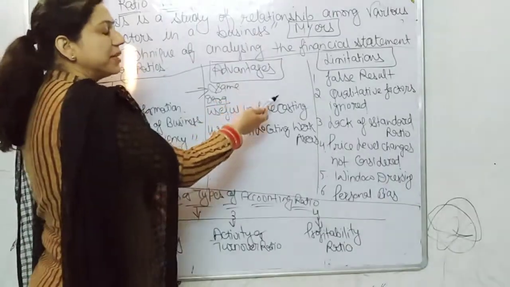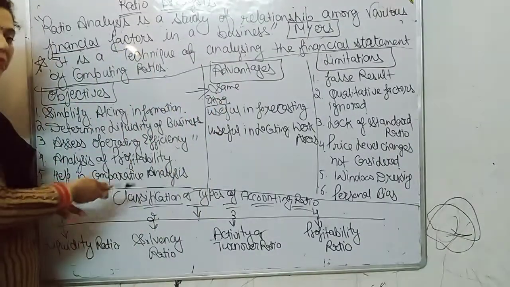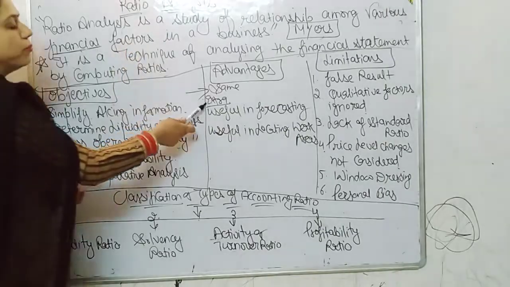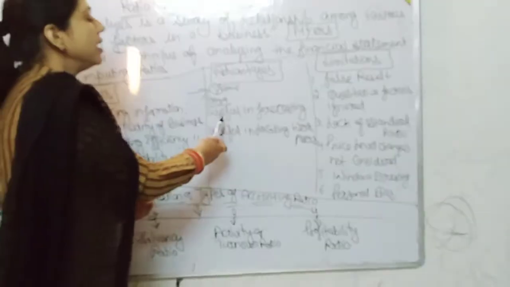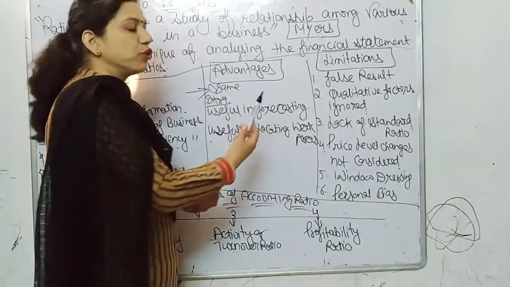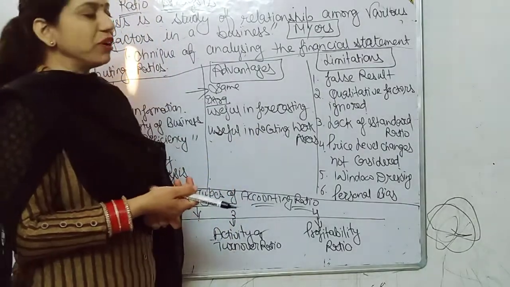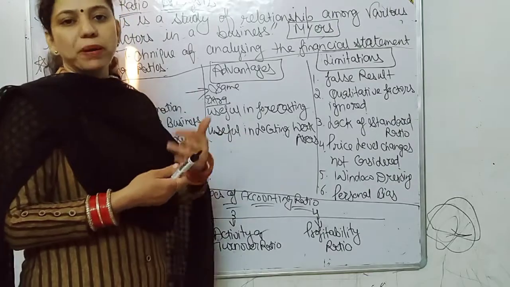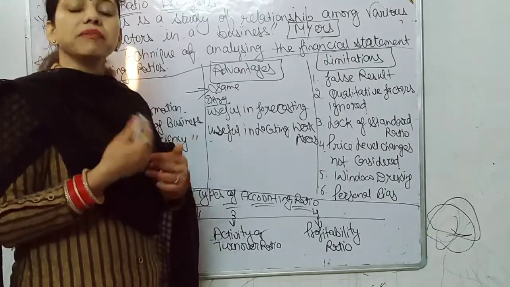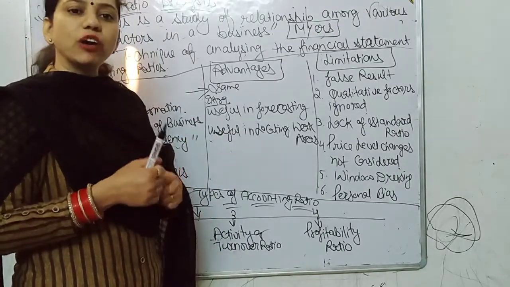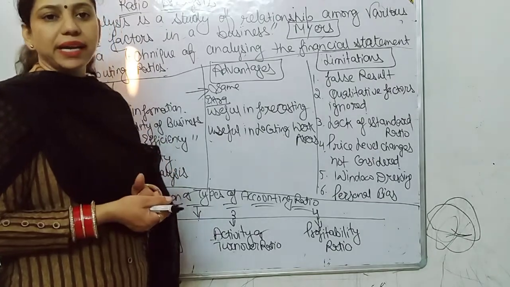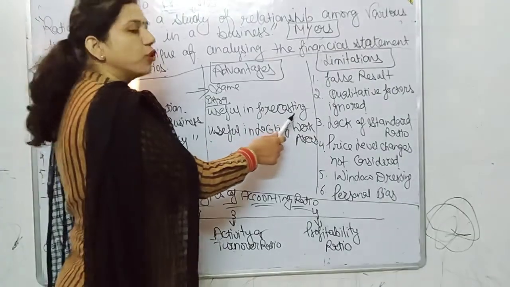So what are the advantages? The advantages are quite the same as the objectives, but two more advantages are there. The first one is that it is useful in forecasting. Through ratio we can predict the future. We can estimate: if we have proper cash, then we can invest it somewhere. If we lack cash, then we can arrange the cash. So in this way we can forecast.